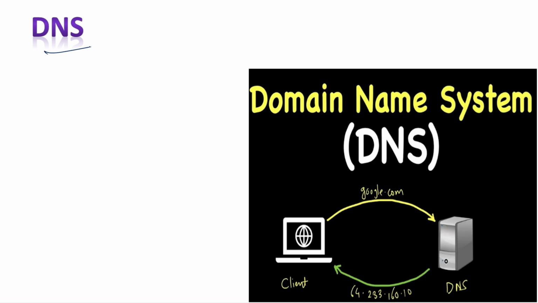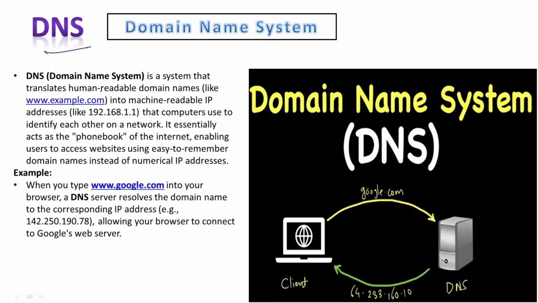DNS, that is domain name system. So DNS or domain name system is a system that translates human readable domain names like www.example.com into machine readable IP addresses like 192.168.1.1 that computers use to identify each other on a network. It essentially acts as the phone book of the internet, enabling users to access websites using easy to remember domain names instead of numerical IP addresses.